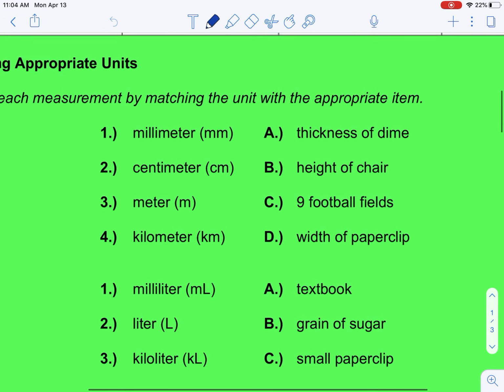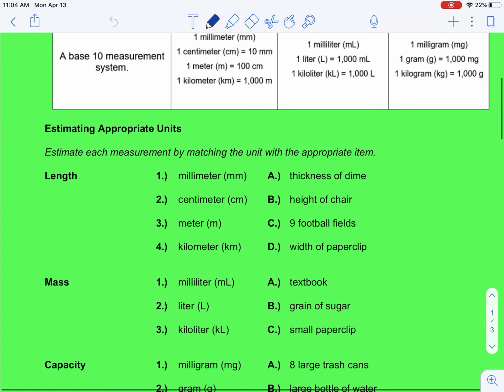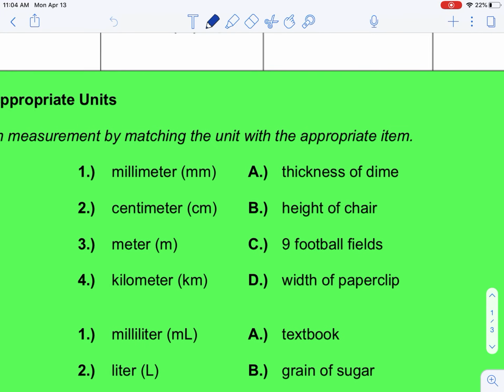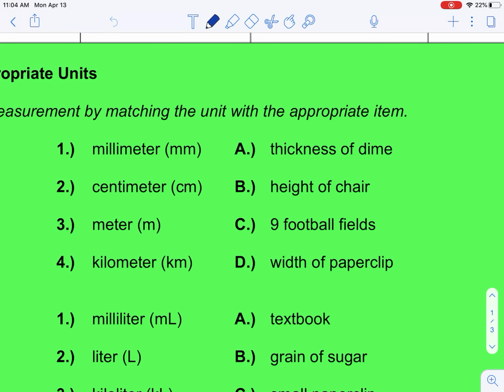So the first thing we're going to do is match our units with an appropriate item so we can get a vision of what we're talking about. So millimeters. Millimeters are a really small length, or a really small distance, and that is actually the thickness of a dime. It's really tiny. A centimeter is the next step up. I like to tell people that a centimeter is like from your pinky knuckle to the tip of your pinky, and that's about the width of a paper clip.